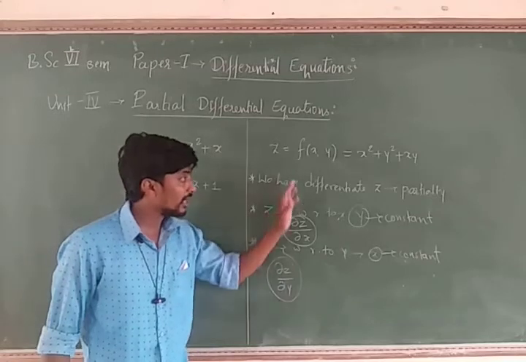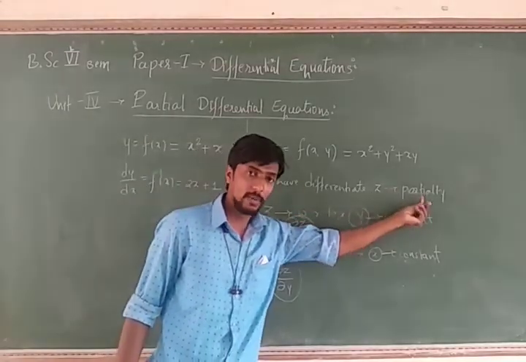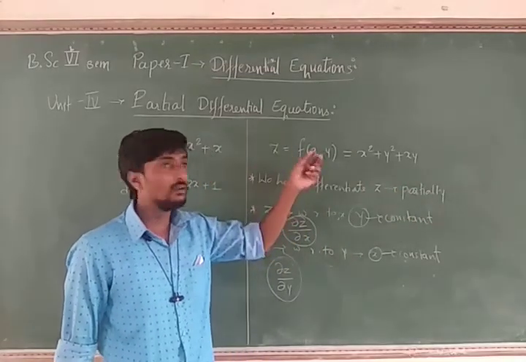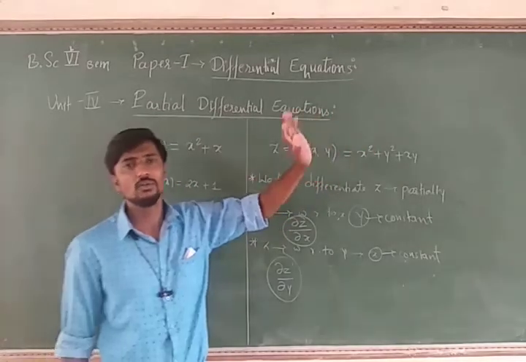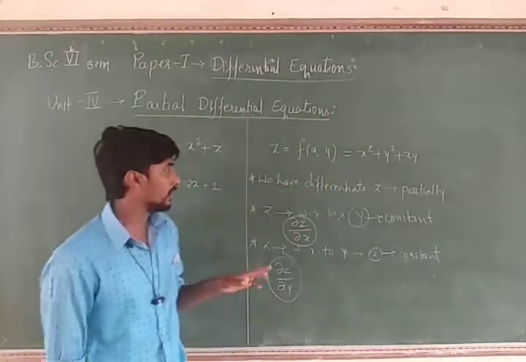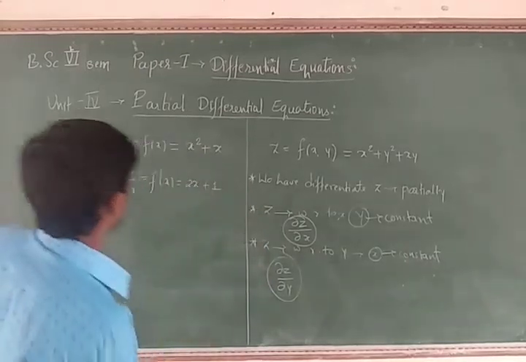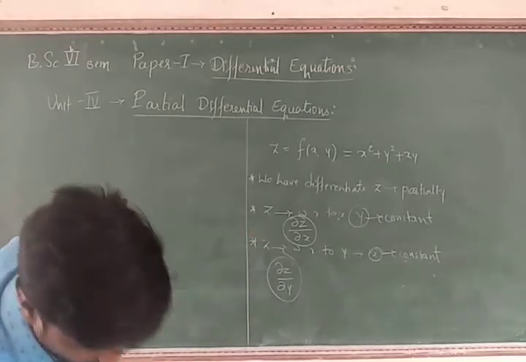Please understand these three steps. We have to differentiate z partially when the given function contains two or more independent variables. So we have to follow these rules here. Now let's find the value of the differentiation of z.